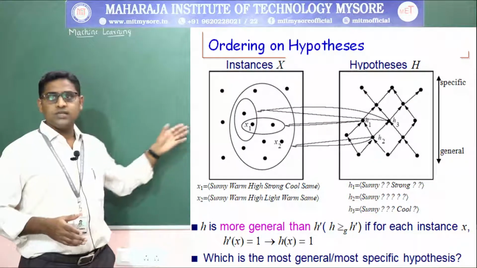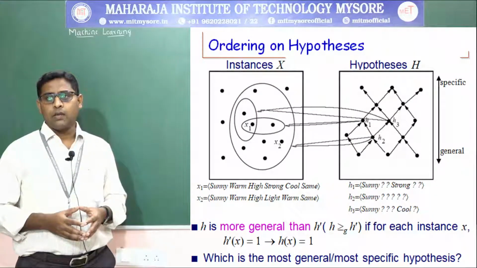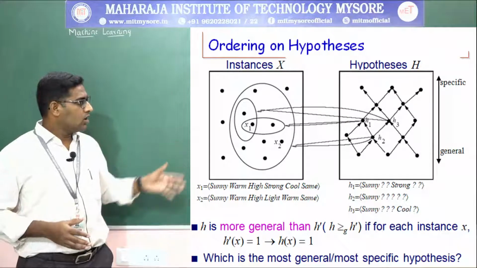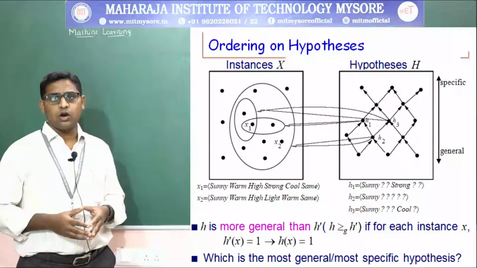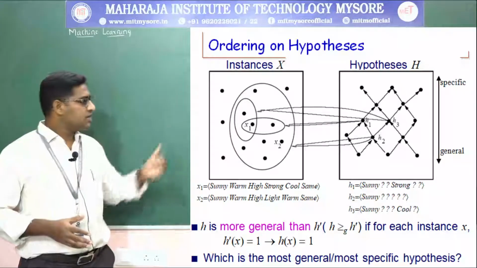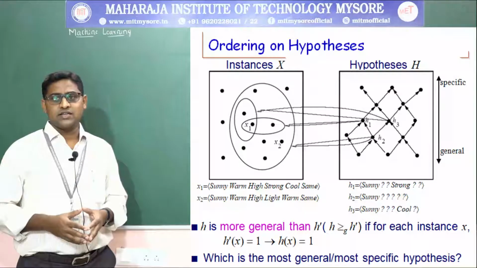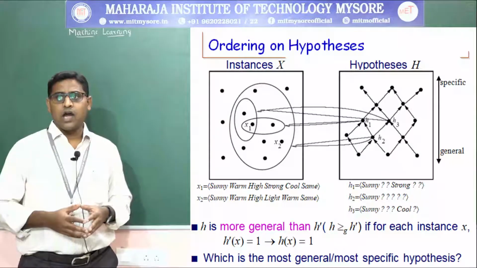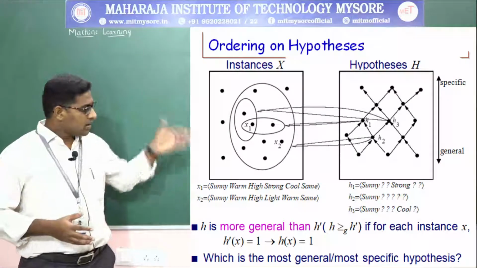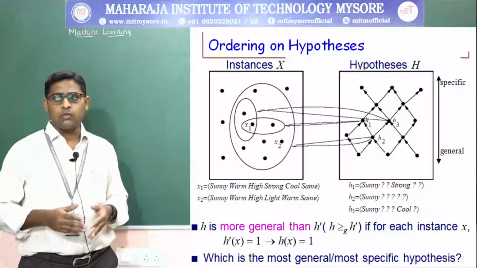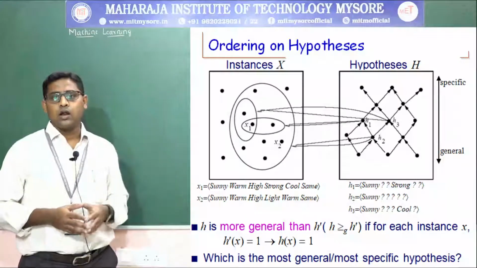So the first approach is ordering on hypotheses. How do we keep the ordering of hypotheses? On the left hand side you have instances X, and on the right hand side you have hypotheses H, where generalization will go to the bottom and specific values will go to the top.